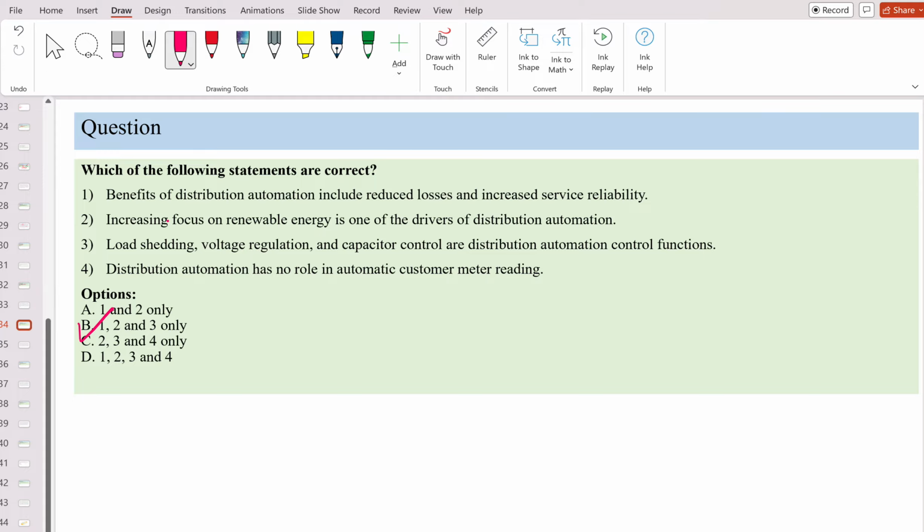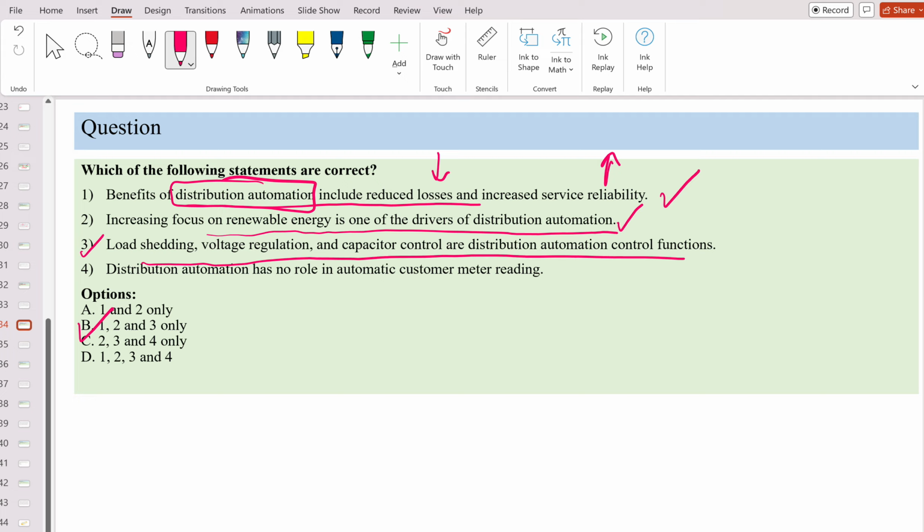So the benefits of DERs, which include distribution automation, are basically to reduce the losses and increase the service reliability. That is the first statement. Increasing focus on RE is one of the drivers of distribution automation. That is also correct because we have the DERs at remote locations as well. So we need certain automation to control that plant. Load shedding, voltage regulation, and capacitor control also, so that is also correct.